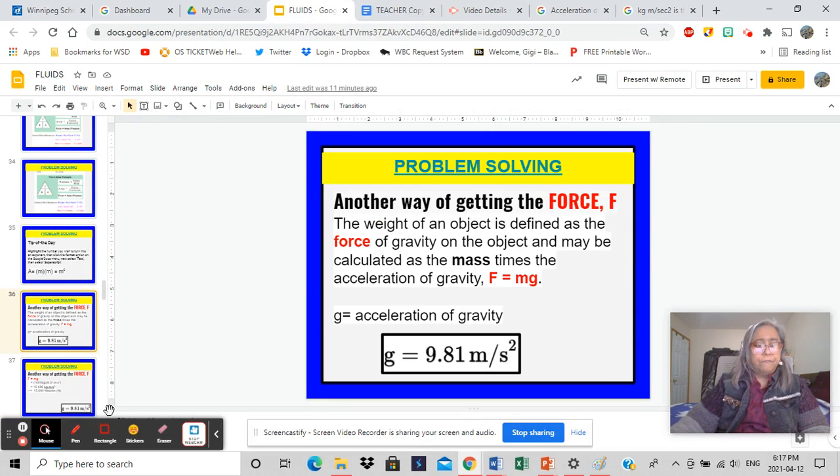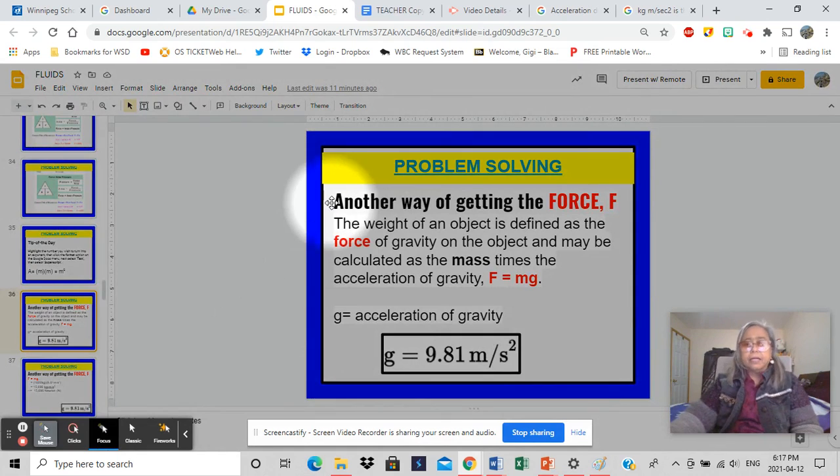Another way of getting the force, let me just put on the focus mark here. So another way of getting the force, or F, can be done using this formula. F is equal to mass times g. Now allow me to introduce a new concept here, g as the acceleration of gravity. You can think of it as another constant, and it has a value of 9.81 meter per second squared.